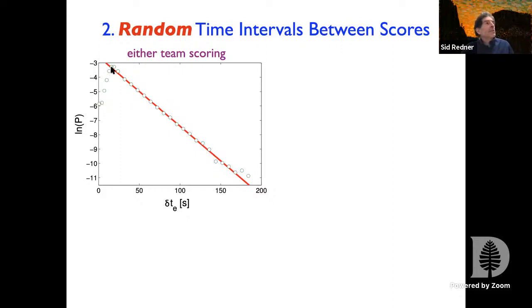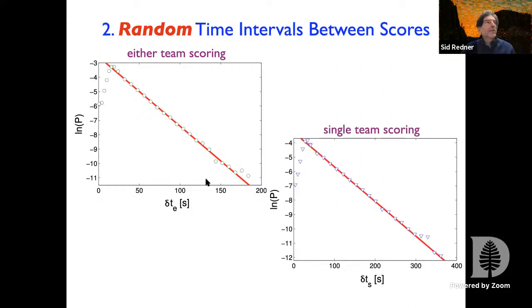So the thing is that up to about 24 seconds, it takes time to actually set up your play and to maybe make the shot. So there's a low scoring rate with a very small time interval. But then beyond 24 seconds, if I'm plotting it on a semi-logarithmic scale, it fits very beautifully to a simple exponential. And in fact, if you look not just at either team scoring, but you just look at the scoring rate of a single team, it's the same exponential distribution.